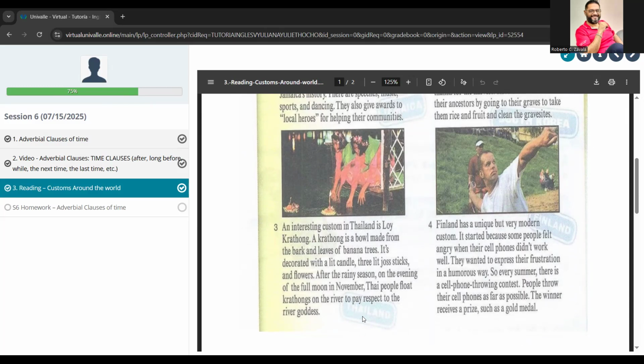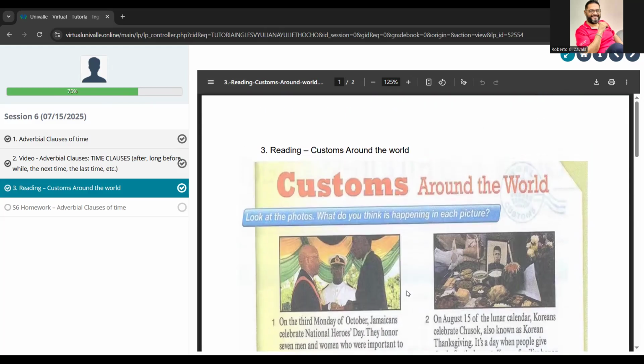And number 4, Finland has a unique but very modern custom. It started because some people felt angry when their cell phones didn't work well. They wanted to express their frustration in a humorous way. So every summer there is a cell phone throwing contest. People throw their cell phones as far as possible. The winner receives a prize such as a gold medal. So those are very weird customs around the world.